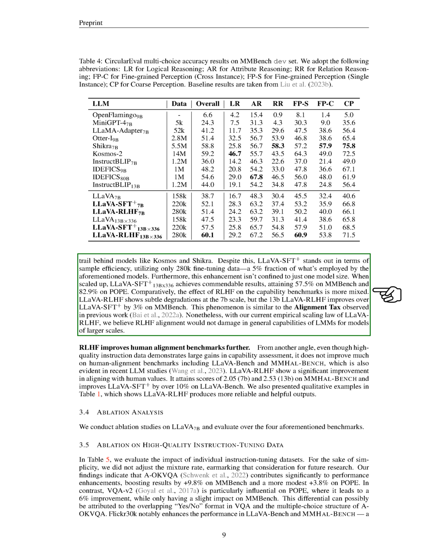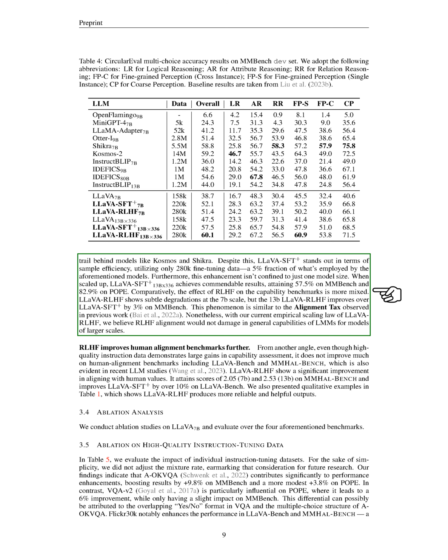In comparison, the effect of RLHF on the capability benchmarks is more varied. LLAVA RLHF shows slight degradations at the 7B scale, but the 13B LLAVA RLHF improves over LLAVA SFT+ by 3% on MMBench. This phenomenon is similar to the alignment tax observed in previous work. However, with our current empirical scaling law of LLAVA RLHF, we believe RLHF alignment would not generally harm the capabilities of LMMs for larger-scale models.